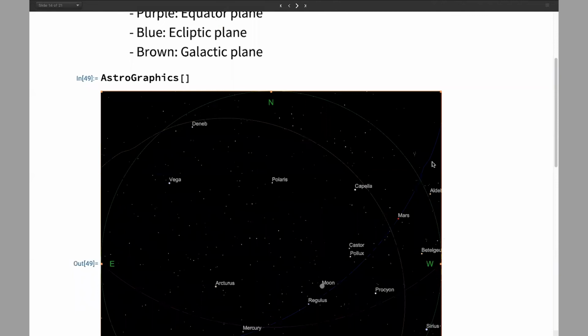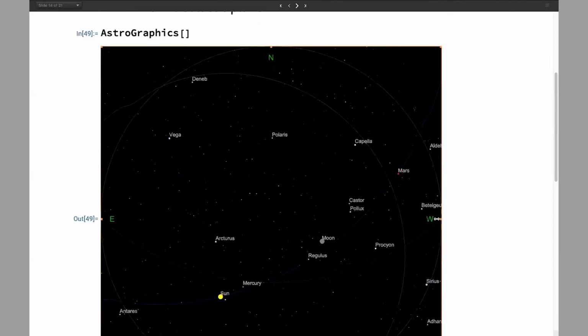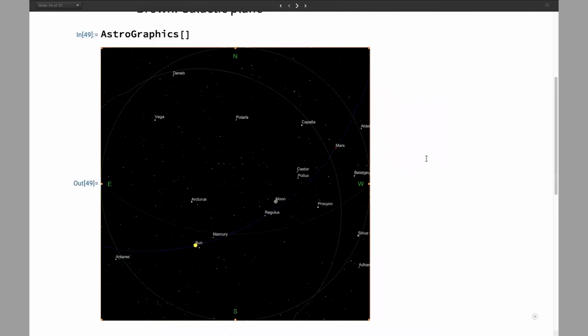And here we see the following. There are many things here. This is our local horizon. Here we see north, south, east, west. They seem reversed, but you have to remember that you are looking upwards, right? So here we see Polaris in the direction of north, and here we see the sun. It rises here, and it will move in this direction and then set in the west.